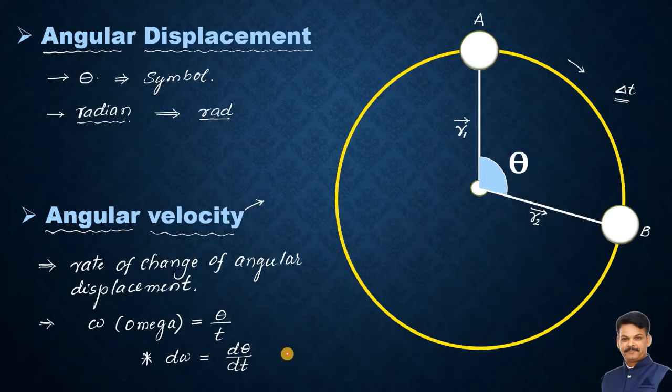Now, what is the SI unit of this angular velocity? Because it is important to know the SI unit of all physical quantities, isn't it? So therefore, the SI unit of angular velocity is radian per second. See symbolically how it is written, as radian per second. Okay, so hope you got the meaning of angular displacement and angular velocity.